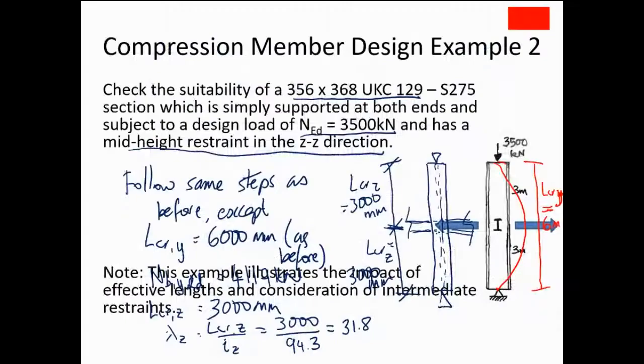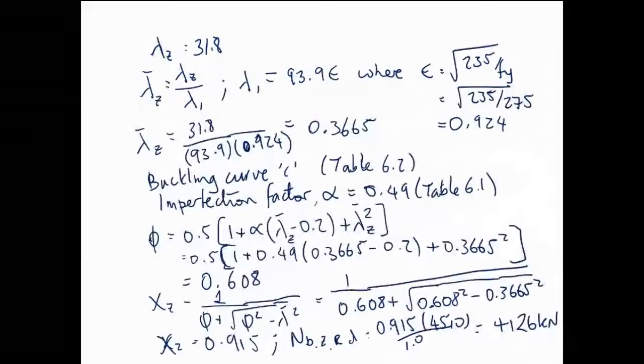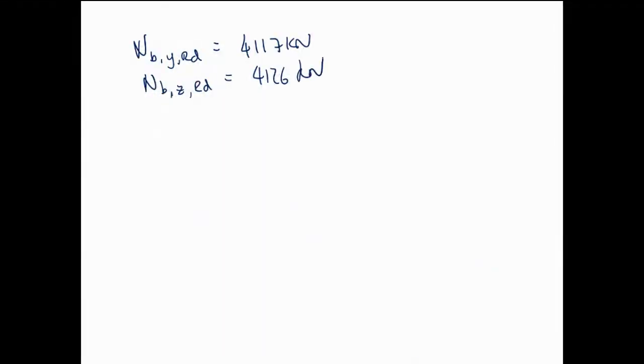So we'll just write that out. Remember what they are. Buckling about the major axis is equal to 4117 kilonewtons. Buckling about the minor axis is now 4126 kilonewtons.